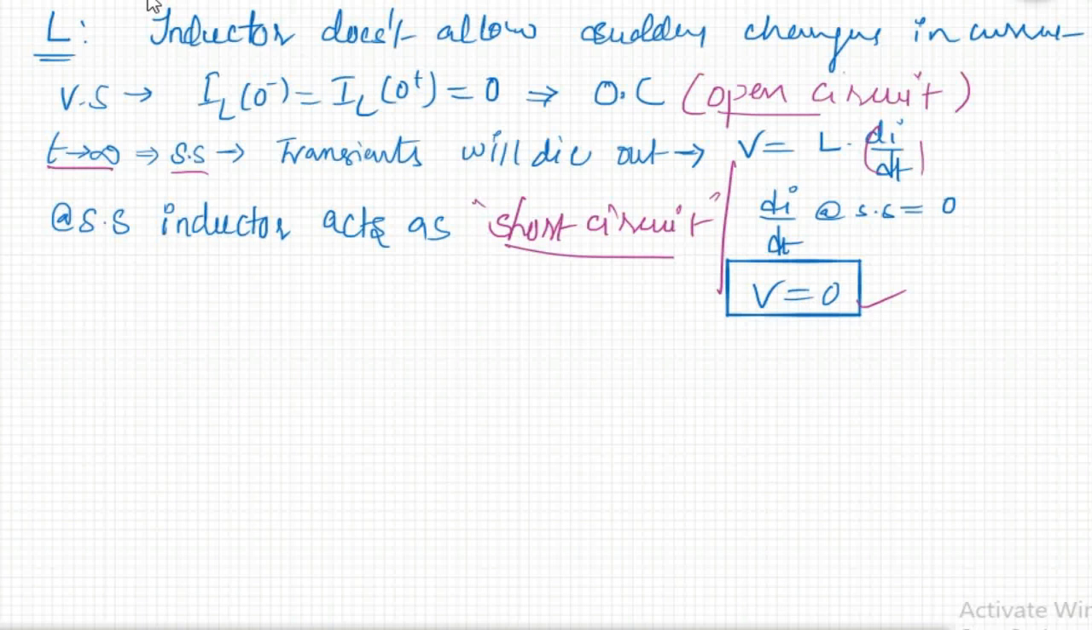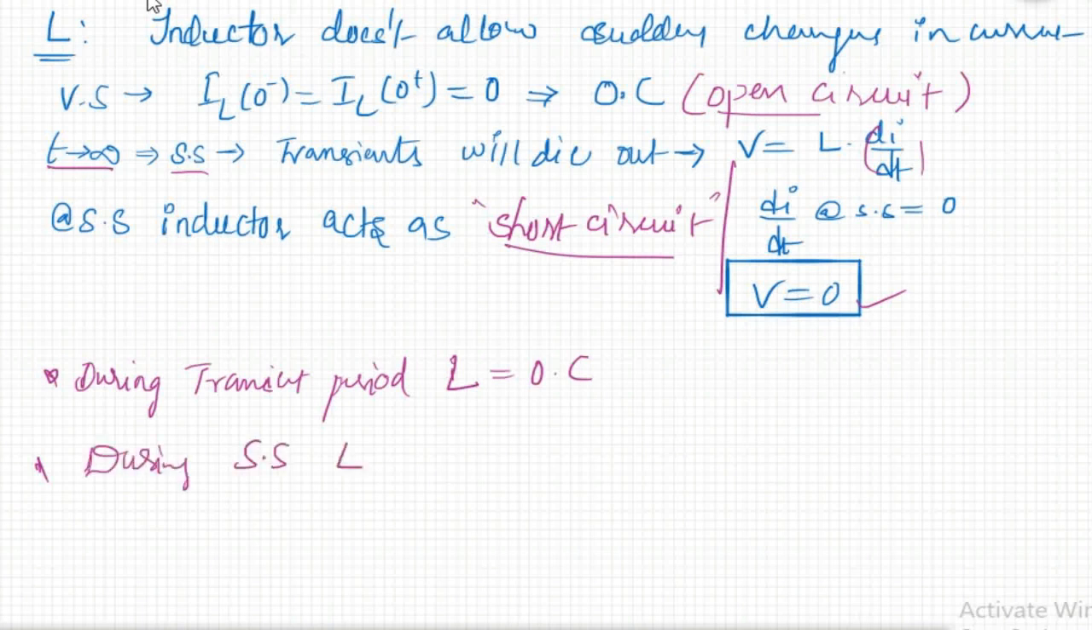The voltage across the inductor being 0 means the inductor will be acting as a short circuit at steady state condition. So the points to be remembered are: during the transient period, the inductor L is acting as an open circuit, and during steady state, the inductor is acting as a short circuit. These are the two things to be remembered. Now let us proceed to the capacitor.